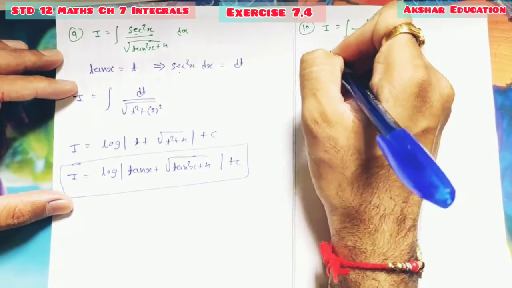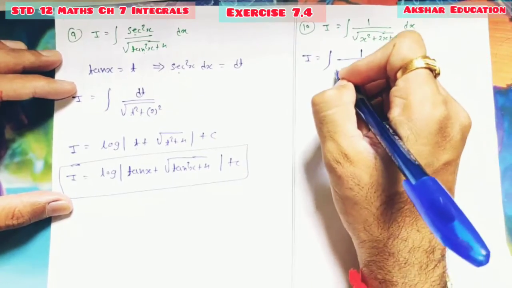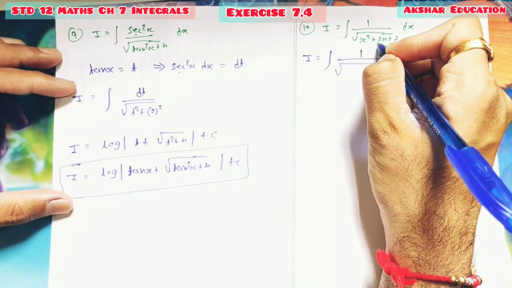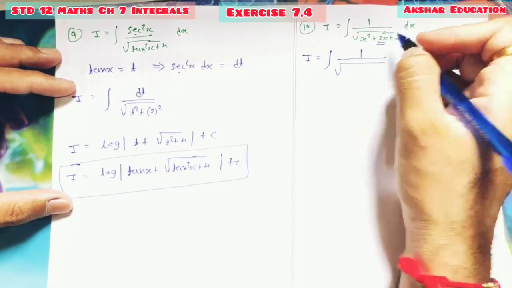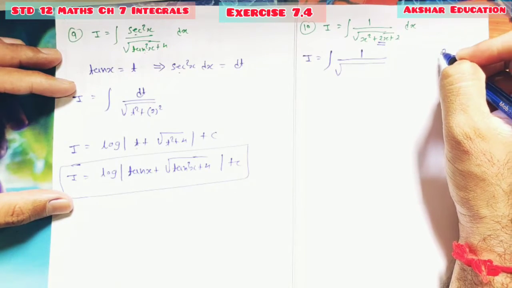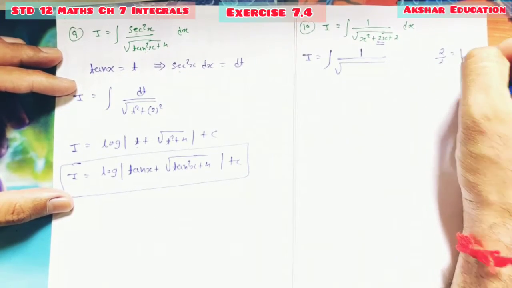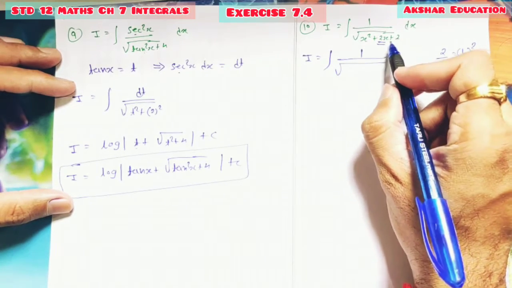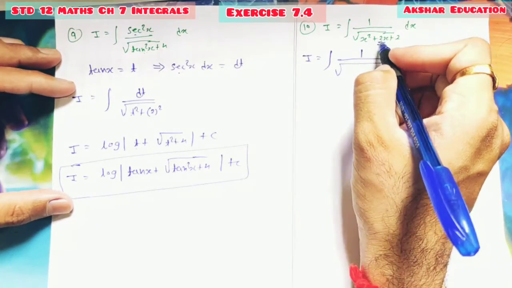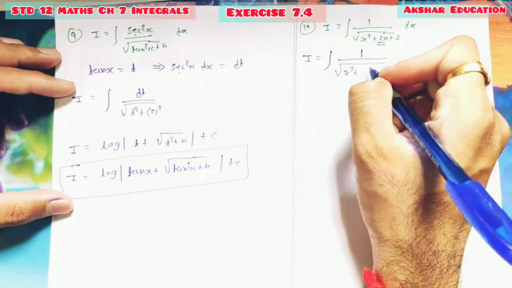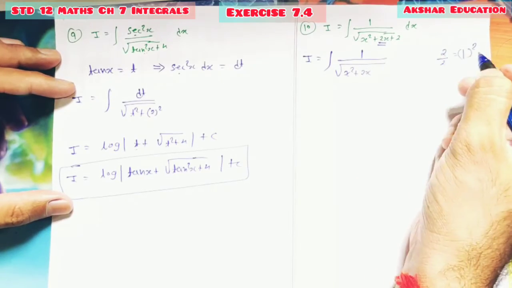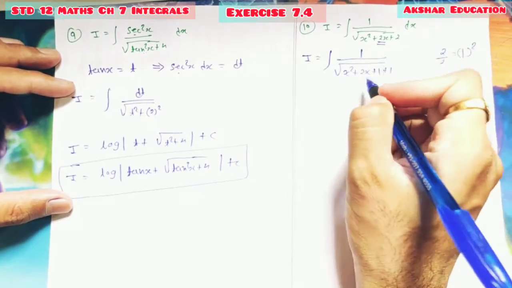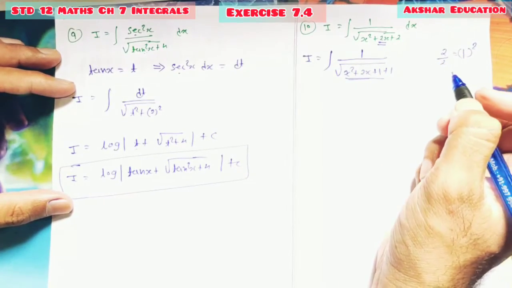Look, I equal to integration of 1 upon square root of, for completing square we are considering the coefficient of x. Coefficient of x is 2. So for that we have to divide that 2 with 2. So we are getting 1. Then you have to take the square of this 1. So 1 square you have to add and 1 square you have to subtract. So this one is x square plus 2x. Add 1, subtract 1, or you can make it plus 1 plus 1, equal to 2. So now here we are getting our perfect square trinomial.